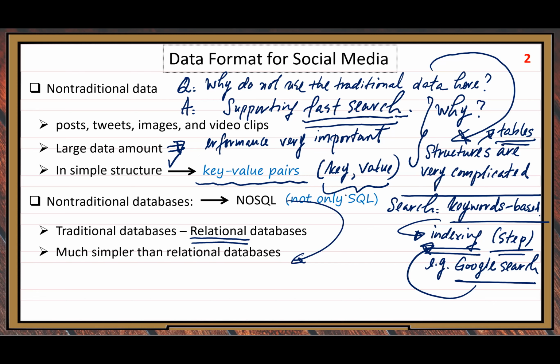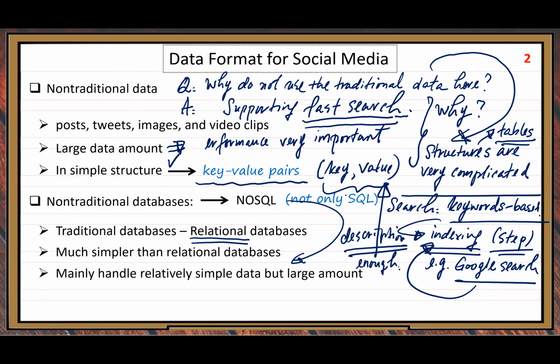And you do not need to describe the data. For traditional, you need to describe your data because it could be very complicated. So you need to describe the details on the structures of your data. But non-traditional, you never need to describe your data, because the key value pair is already the description.